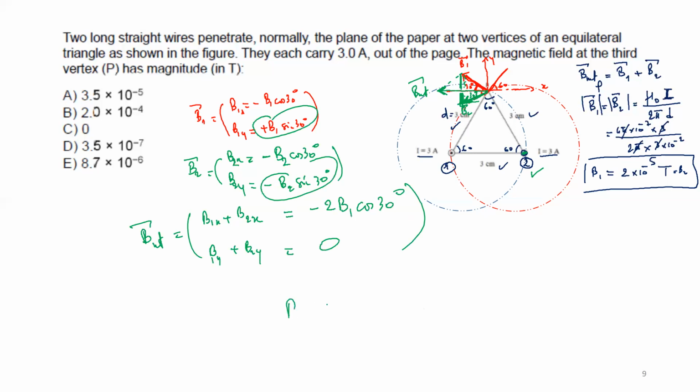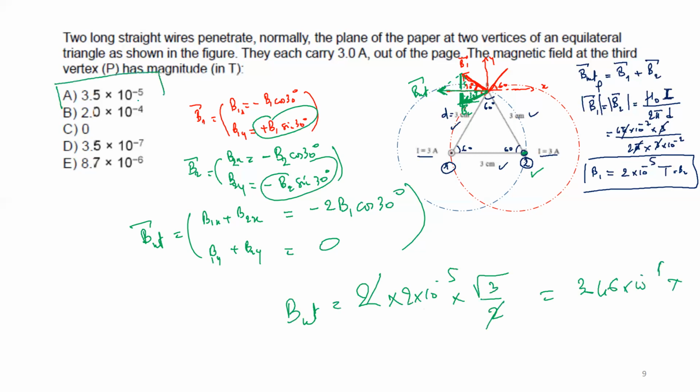So B net is just 2 times B1, which is 2 × 10 to the power -5, times cosine 30 degrees. Cosine 30 degrees is square root of 3 divided by 2. And you calculate this, of course, it gives you 3.46 × 10 to the power -5 Tesla, which is 3.5 × 10 to the power -5 Tesla.